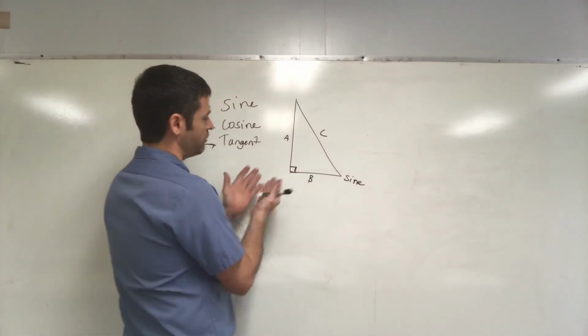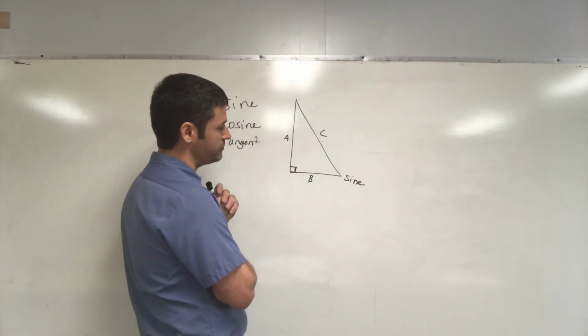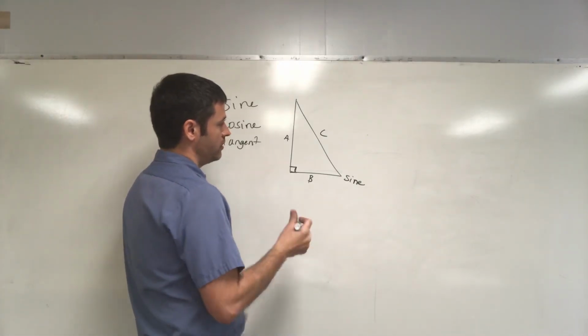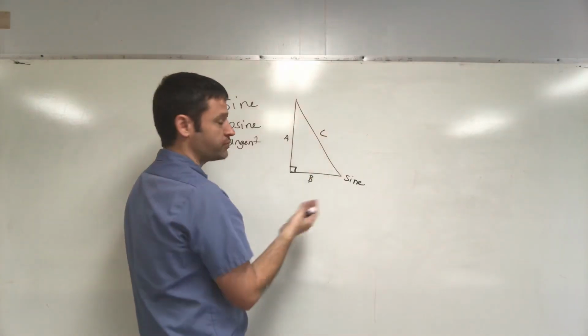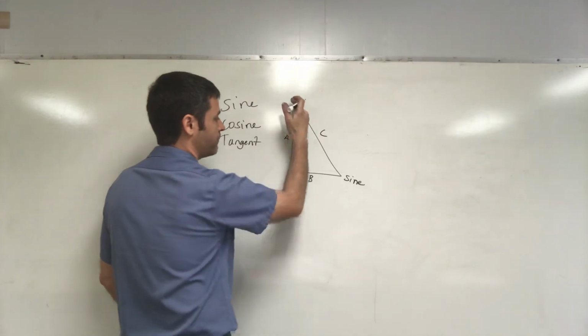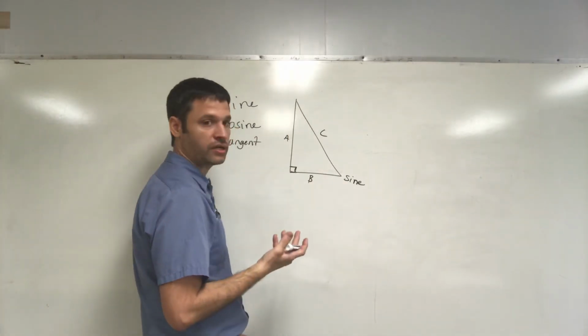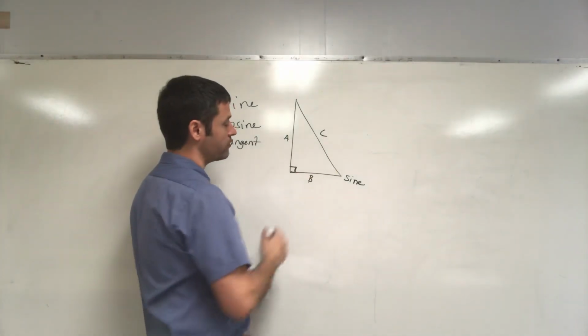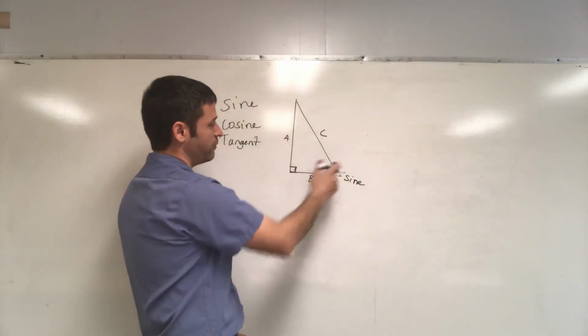And you would say, well, what's the side opposite the angle? This is always the hypotenuse. We're talking about right triangles. Sine, cosine, and tangent are talking about right triangles. So you always have a hypotenuse. That's the longest side. That's the side opposite the 90-degree angle, remember. This is always the hypotenuse.